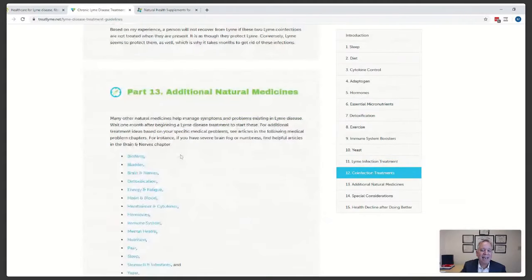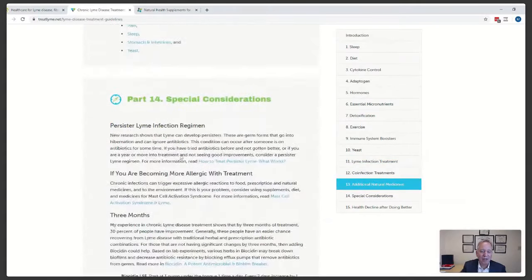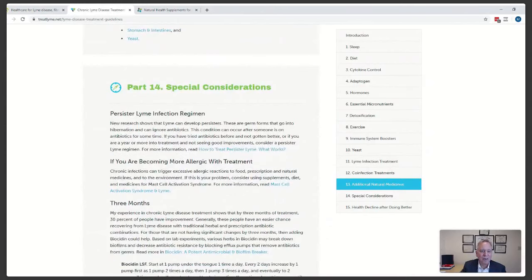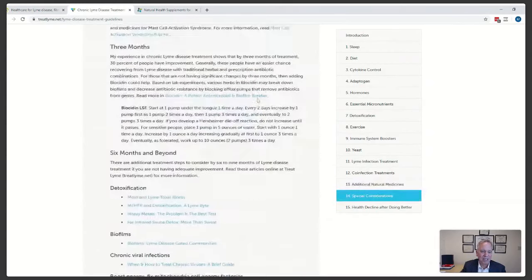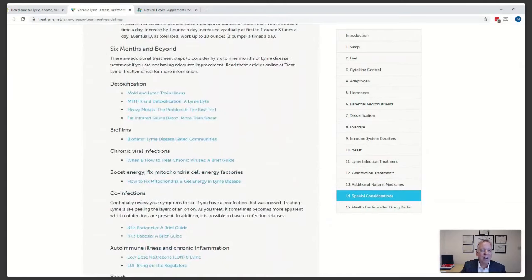All right, and then if you are not getting better, you start doing this special considerations section. And in here, I talk about 6 months and beyond things to consider. One of those is mold toxicity. One of those is a detox problem called MTHFR. Another one is heavy metals. And that's what I was trying to say. I usually wait till about 6 to 9 months to start looking at fixing heavy metal problems.